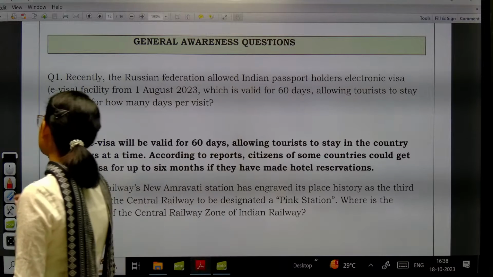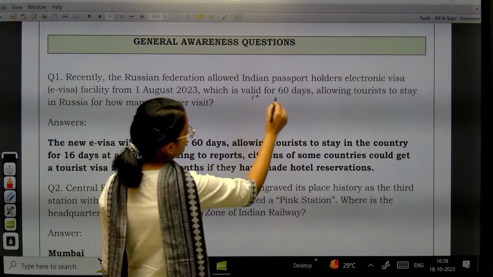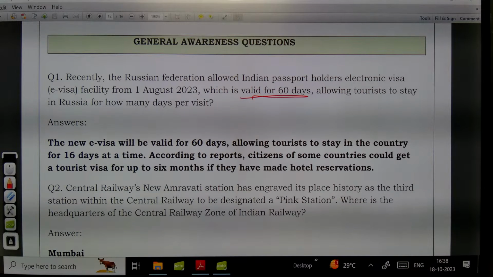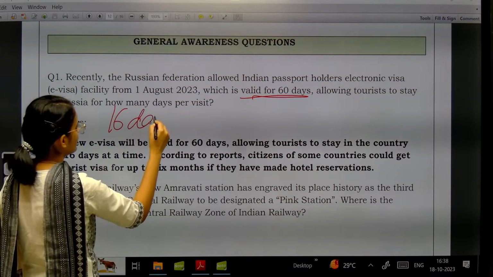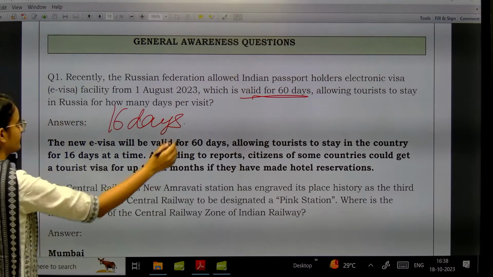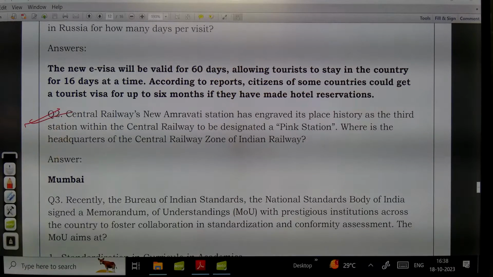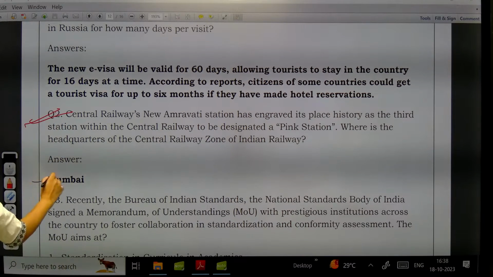Recently, the Russian Federation allowed Indian passport holders electronic visa facility from 1st August 2023, which is valid for 60 days. Valid for 60 days, allowing tourists to stay in Russia for how many days per visit? 16 days per visit. Okay. This is the correct answer for this question. This question was also easy. Headquarter of Central Railway Zone was asked. Mumbai. This was easy question.